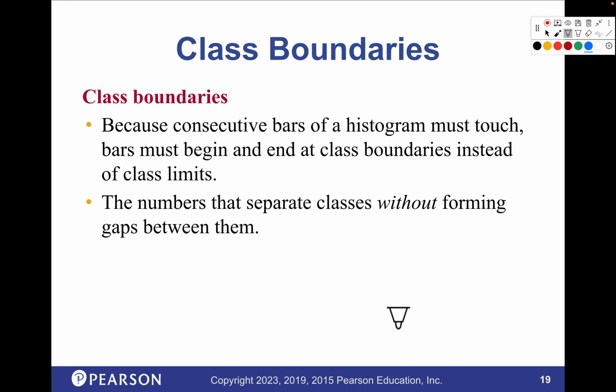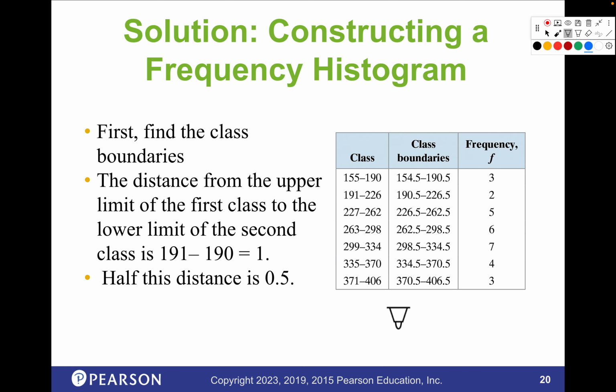And with the class boundaries, the reason we do that is that the bars, the boundaries must touch on a histogram. And so typically the way I'm going to set it up to format is I just use the lower limit of each one, and then you know that the bar's running right up to them. Okay, so maybe we'll do this with the class boundaries.